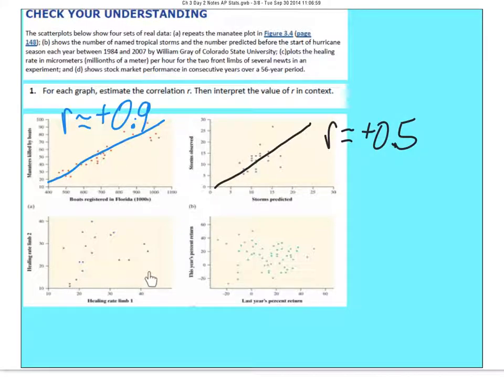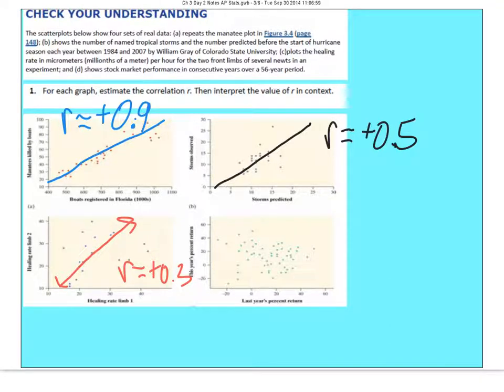This graph here still looks like it might be going positive. It maybe could go negative. This is probably more of a positive one in that direction. Definitely not as strong, so I'm going to say a 0.3, maybe even a 0.2.